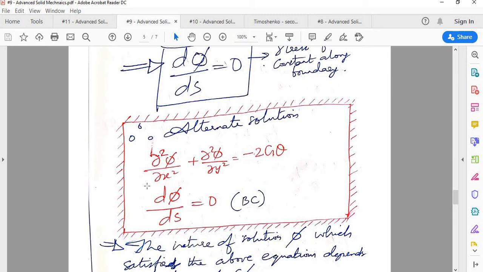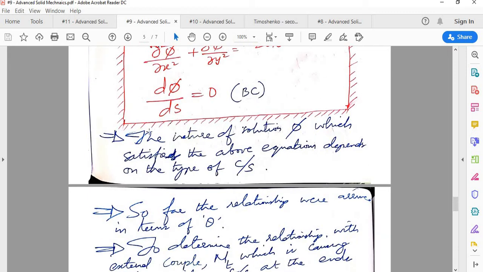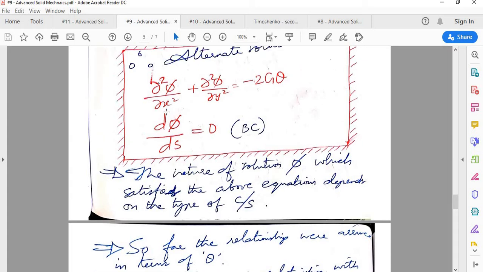From calculus we know that if the derivative of something is 0, then the function itself should be a constant. I think I had also missed stating that point. So one thing is sure, phi should be a constant along the boundary. That is what this equation says.